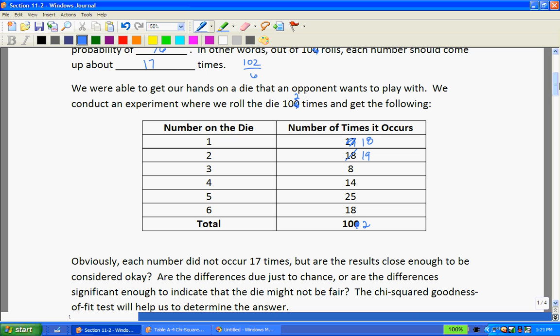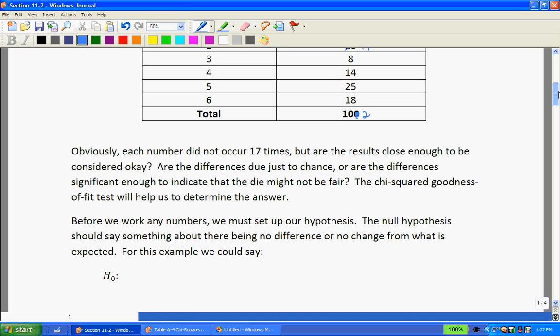Now we can't make a conclusion just based on the numbers. We can't say, oh well, look at the 3 and the 5, that's not right. We don't know if that just happened by chance or if the die is really not fair or loaded. So that's where we test with chi-squared.